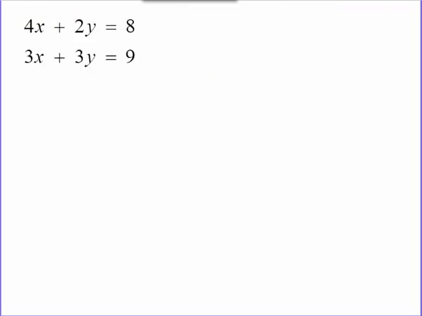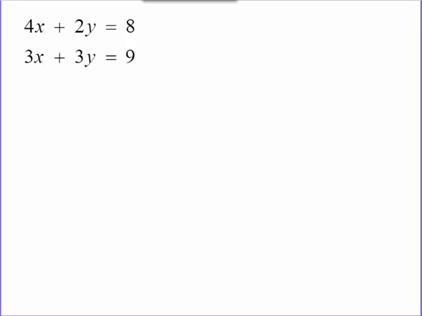So this one here, I've got 4x plus 2y equals 8, 3x plus 3y equals 9. Now this one is different. How is it different? They don't match up. So what are you going to have to do? You're going to have to multiply both equations. So the easiest way, you pick which one you're going to eliminate, x or y, it doesn't matter. You want to eliminate y's then.